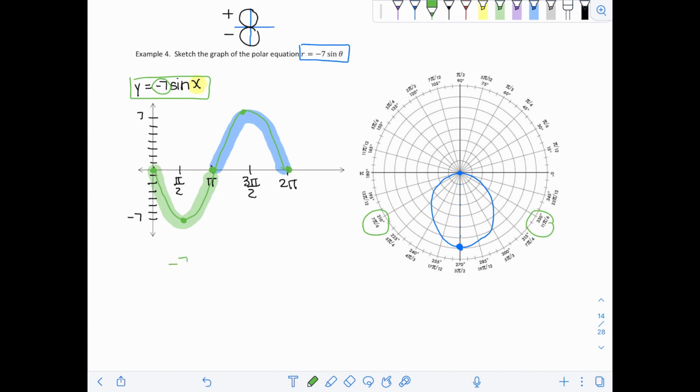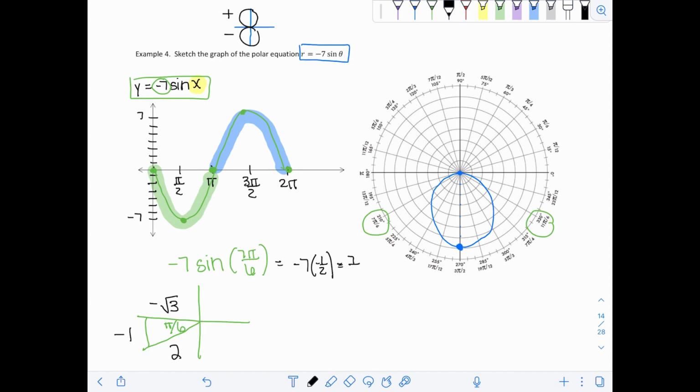So if we wanted to figure out what's -7 sine of 7 pi over 6, that's in quadrant 3 with a reference angle of pi over 6. So opposite of the 30 degrees is the 1, hypotenuse is 2, and then square root of 3, and then I check the positives and negatives. So this is a negative, square root of 3, -1. So this is going to be -7, and then sine is going to be -1/2. So that tells me it's +7 over 2, which is 3.5. So I could get a better idea of my graph by plotting that point.